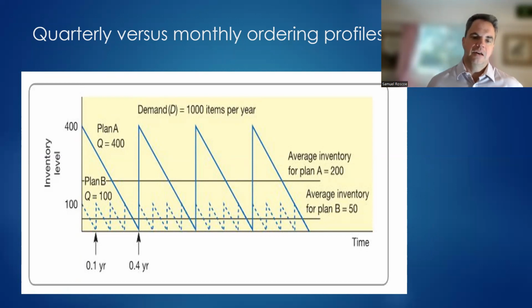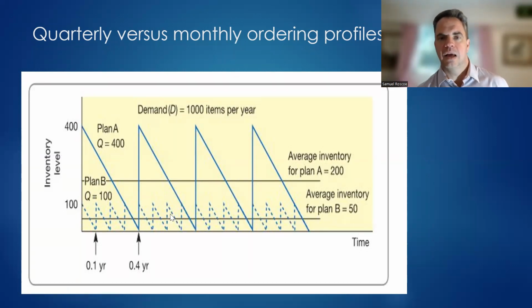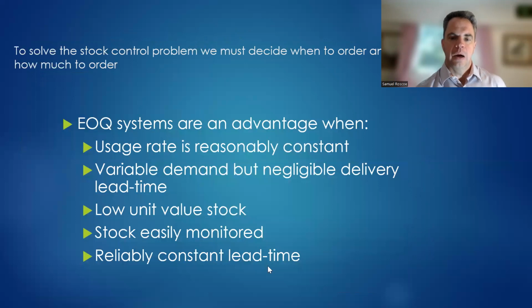Okay, so that has some advantages when ordering less and having shorter lead times. Now, EOQ systems are good when the usage rate is reasonably constant. So if my demand rate and usage is relatively constant, it helps me understand when I need to order, because I know I'm going to be using the same amount every week. In a lot of businesses, obviously, this is not the case, but the assumptions help us understand the trade-offs between ordering costs and holding costs, and I'll explain that in a second.